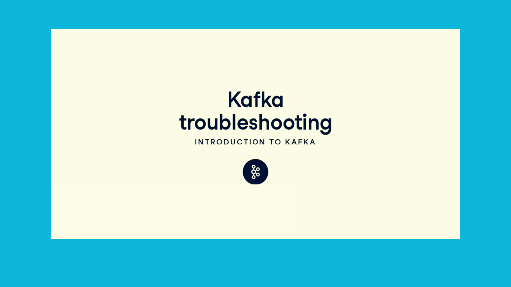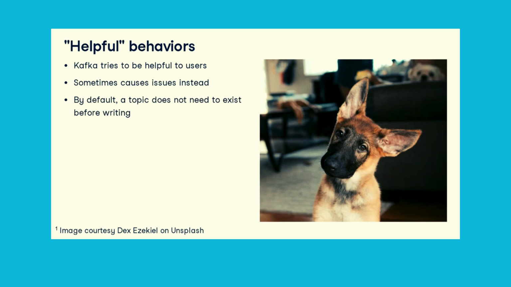Let's talk about some tools and techniques to handle various problems we may come across while working with Kafka. One common issue you'll run into is that Kafka tries to be helpful to users in its default configuration. Unfortunately, this sometimes causes problems instead. One such issue is that by default, a topic does not need to exist before a producer writes to it. This may sound convenient, but it can actually cause significant issues.